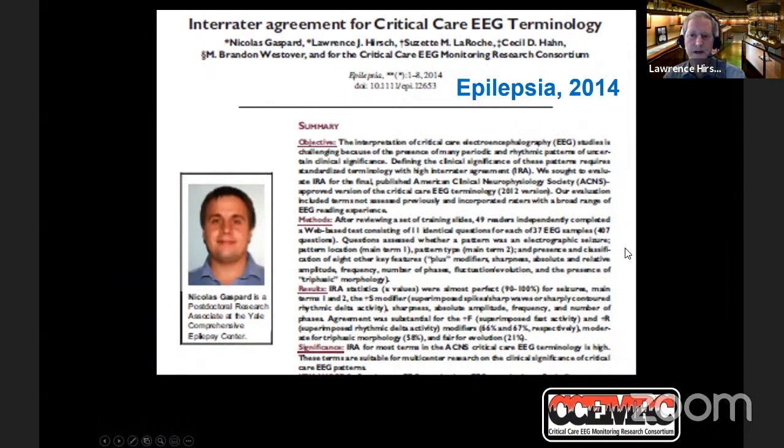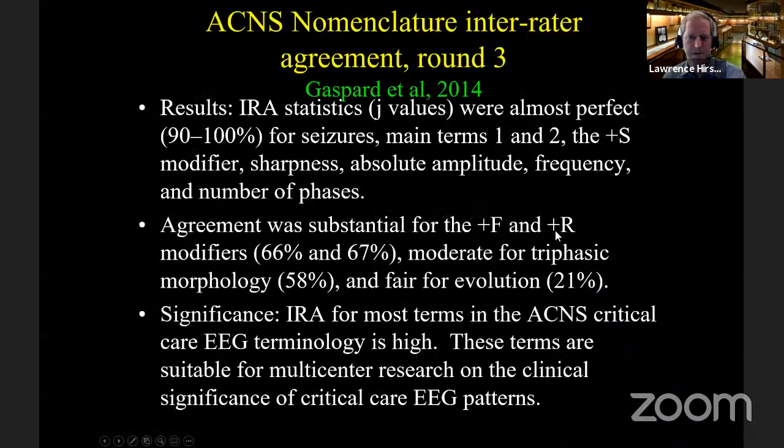The critical care terminology, the prior version, was subjected to multiple rounds of inter-rater agreement with some revisions. The final one, using the 2012 version, showed very good agreement for the main terms and most of the modifiers, not quite all of the modifiers. Agreement was substantial for some others, was only moderate for triphasic, and was pretty bad for evolution, but these were very short clips, so they weren't really designed to show evolution. So the conclusion was this is about as good as we're going to do, and you can use them for research now.